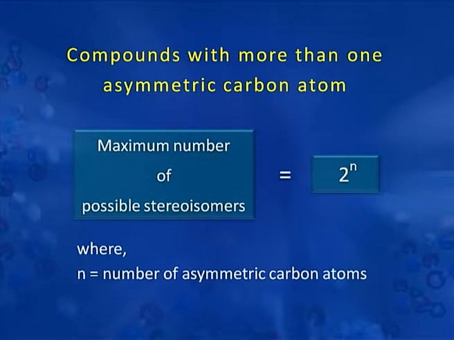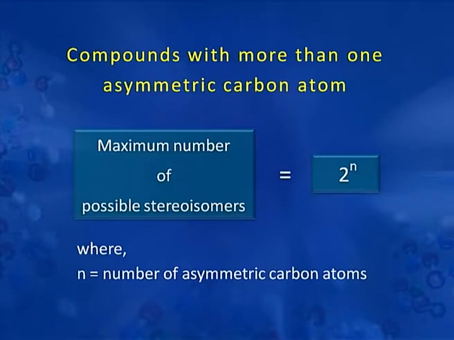Now today we will discuss compounds which have more than one asymmetric carbon atom. How many isomers are possible, and whether all of them are optically active or not. It has been observed that the maximum number of possible stereoisomers for a compound containing more than one asymmetric carbon atom is 2 raised to the power n, where n is the number of asymmetric carbon atoms. If the asymmetric carbon atom is 1, then 2 raised to the power 1 means 2, so only 2 isomers are possible. This we have already discussed.